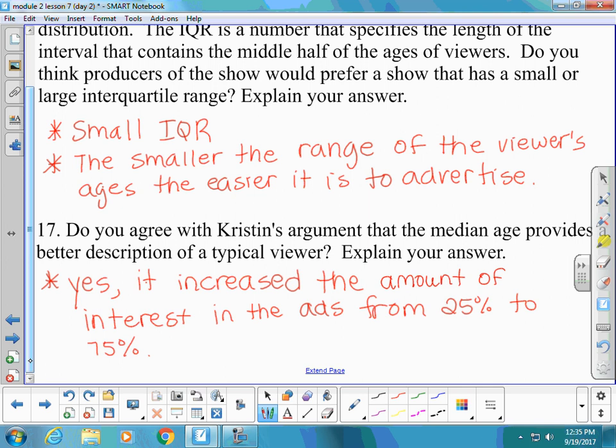That's today's lesson. Once you finish with your notes, it'll be time for your assignment.